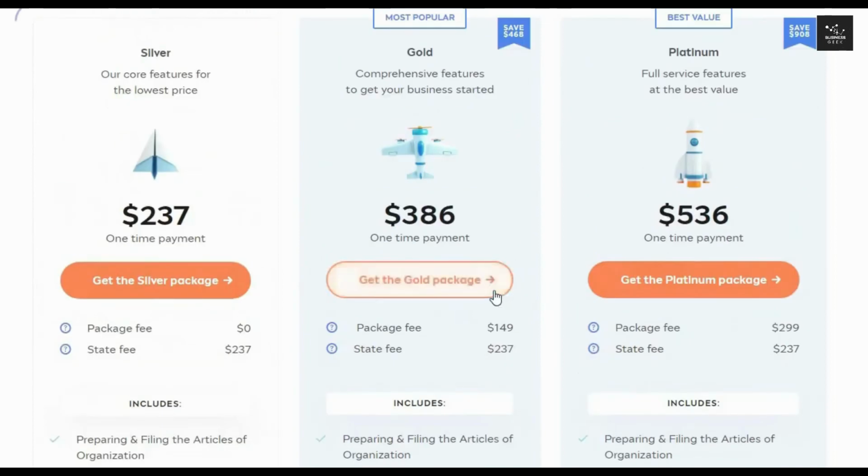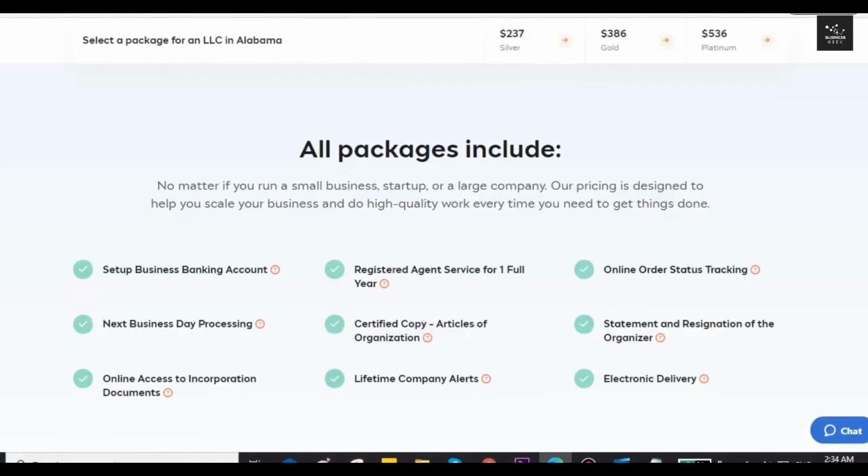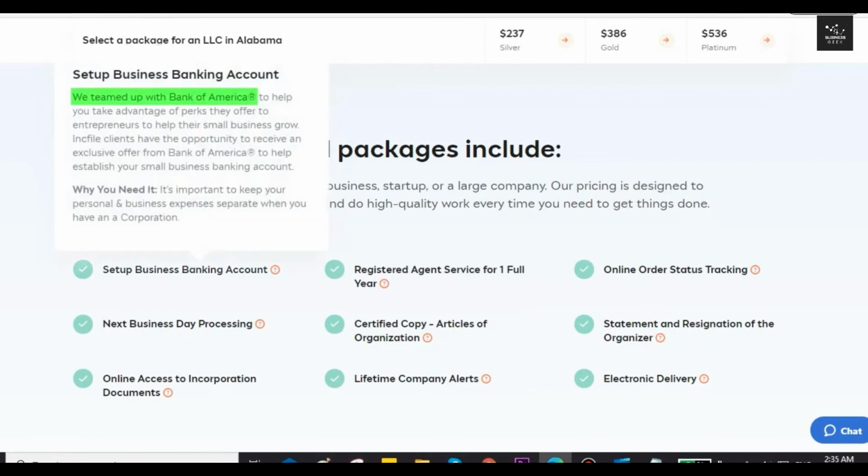With Incfile's Gold package, you won't have to scribble notes of these reports because Incfile will handle the whole process for you. The Platinum package also has these services in the bag, with the unique addition of expedited filing, getting a domain name, and a business email, which essentially increases your LLC's credibility. Incfile also has an exclusive partnership with Bank of America, so you can easily open an eligible checking account for your business. Yes, it is a must for your LLC to have a business account.